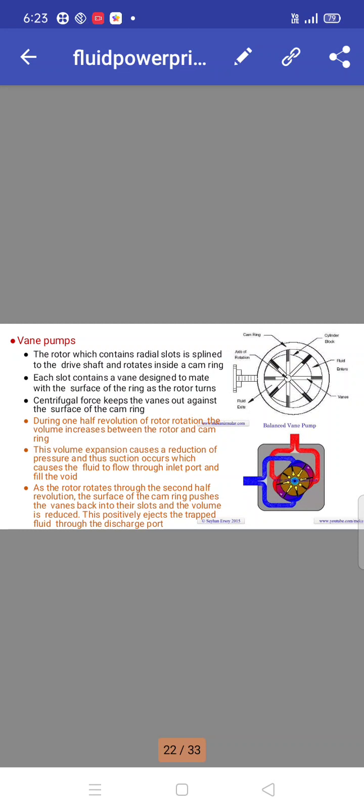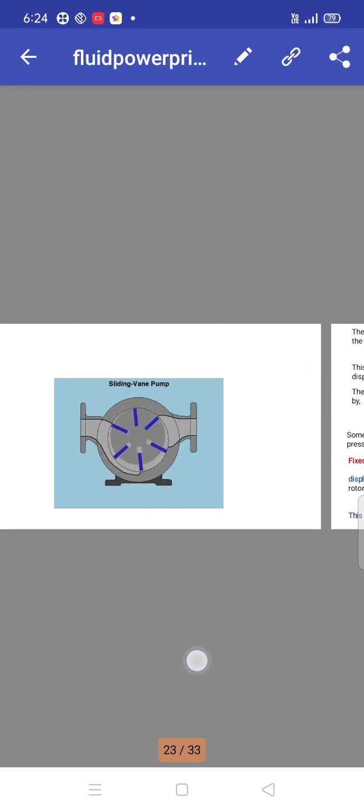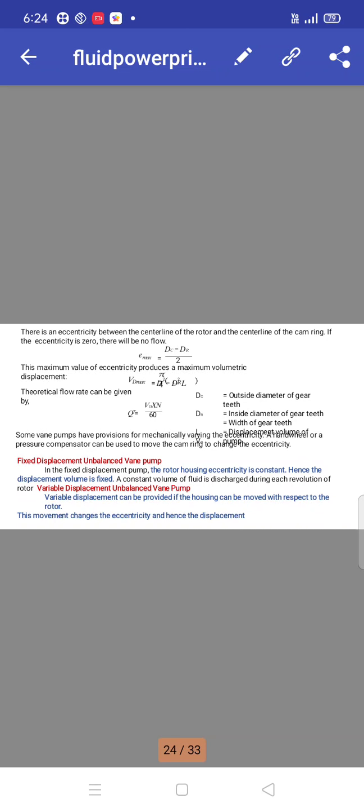As the rotor rotates through the second sector of revolution, the surface of the cam ring pushes the vanes back into their slots and the volume is reduced. This positively ejects the trapped fluid through the discharge port. So this is a sliding vane pump. There is an eccentricity between the center line of the rotor and the center line of the cam ring. If the eccentricity is zero, there will be no flow.